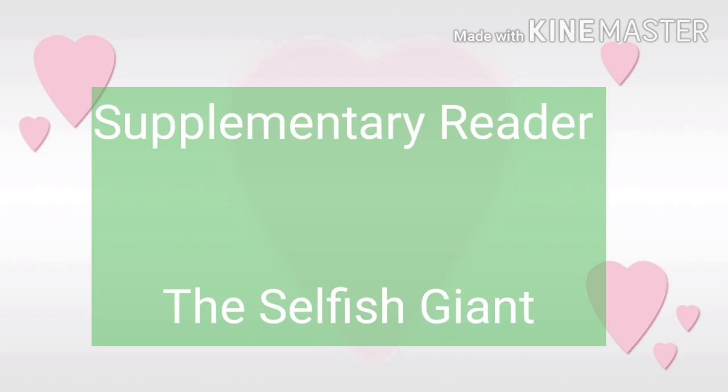Supplementary reader: The Selfish Giant. This is a story about a giant and a little boy. You will love the story much. Let's see the story. The Selfish Giant is about a giant's beautiful garden where children used to love playing. But one day, the selfish giant built a high wall around his garden to prevent the children from entering it. Why did he build a wall around his garden? To prevent the children from entering it. For neither the children nor the spring or summer entered the garden.